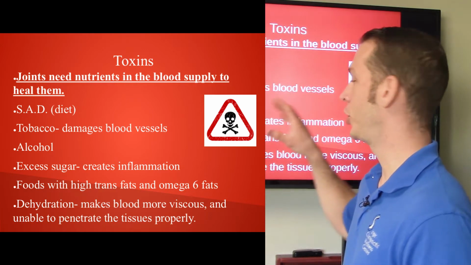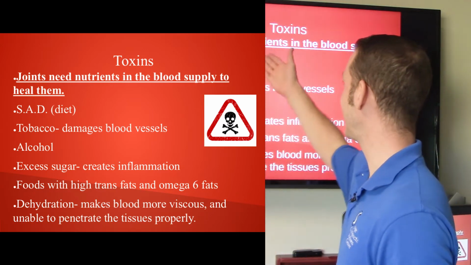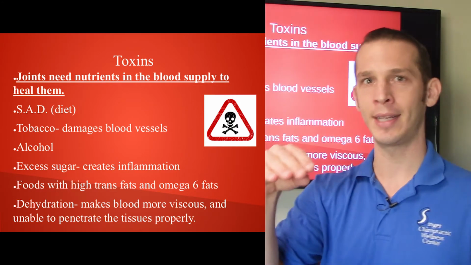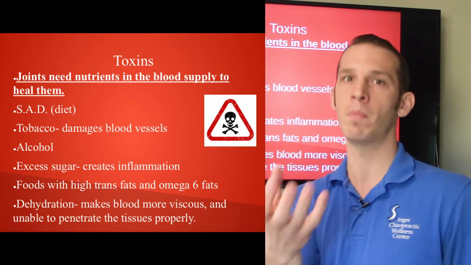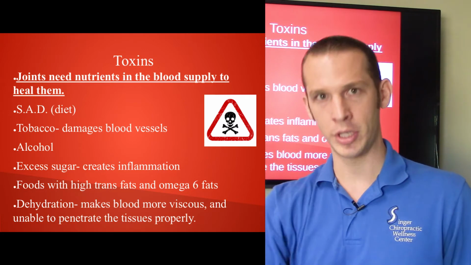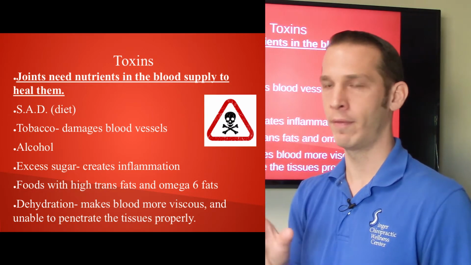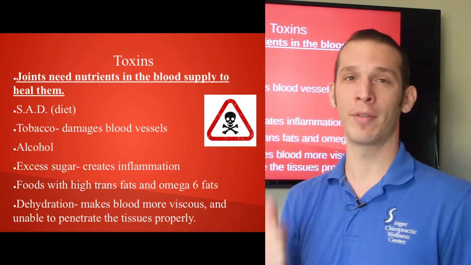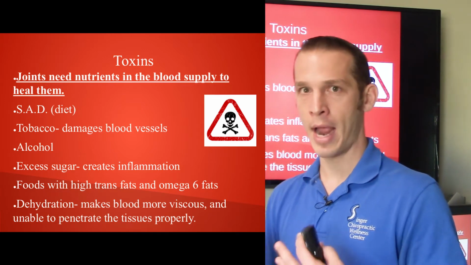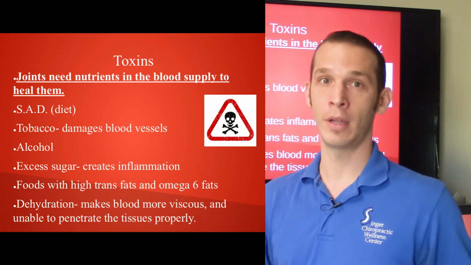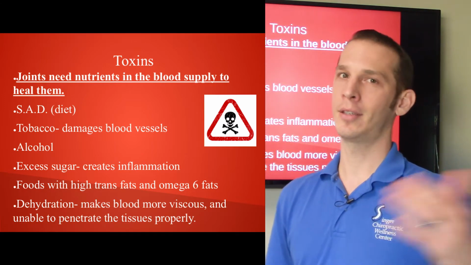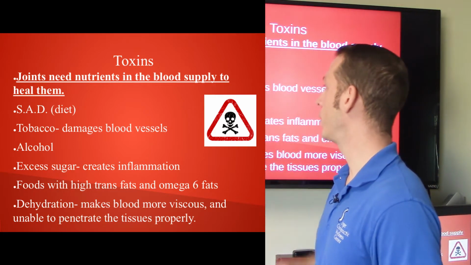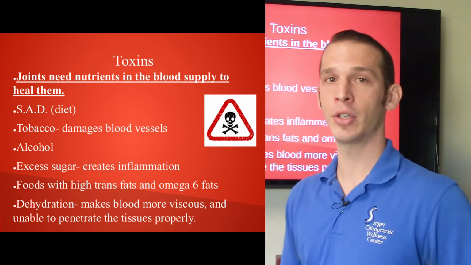Toxins, the general idea here is joints need nutrients in the blood supply to heal them, all right? So if you have a joint tissue, if that joint isn't getting the proper nutrients that it needs to rebuild, what ends up happening is it starts to degenerate. That's one of the causes of degeneration of the joint itself, okay? How can that happen? What's called the SAD diet, or the standard American diet, a diet that is deficient in nutrients and full of toxins. If you want to know more about that, check out any of the toxin videos or the nutrition videos that I put out, okay? Alcohol, that's kind of a no-brainer, causes dehydration.